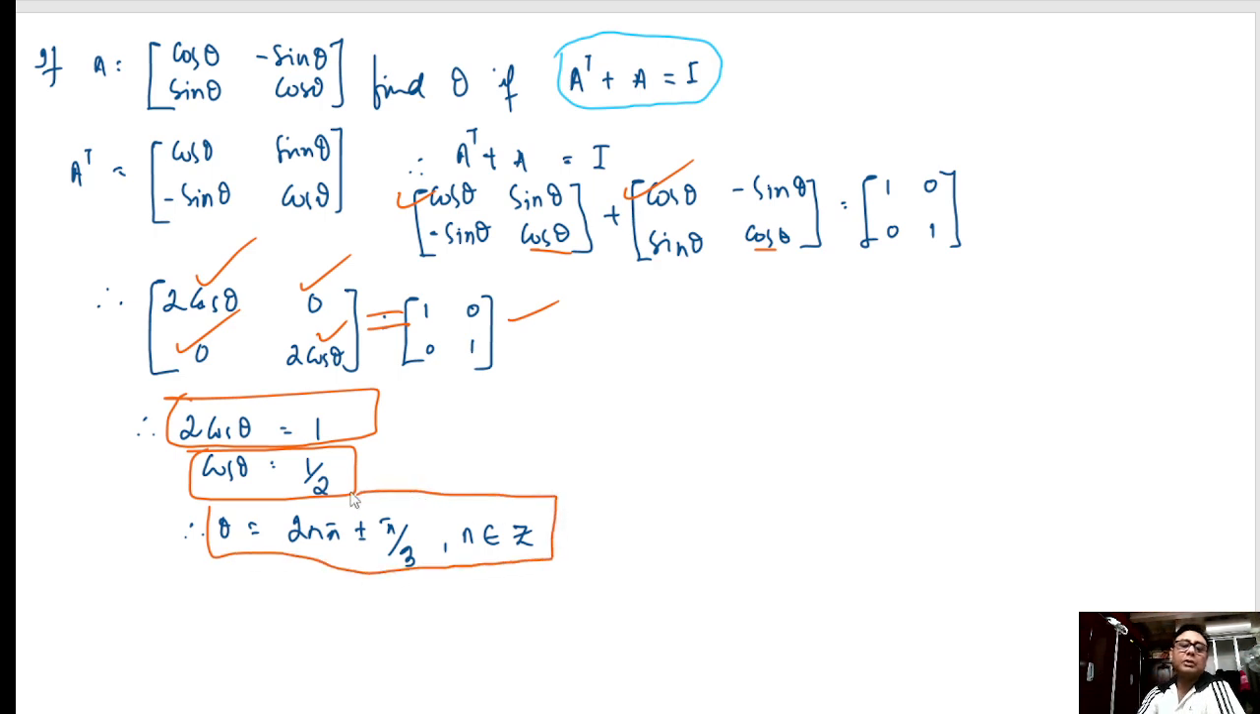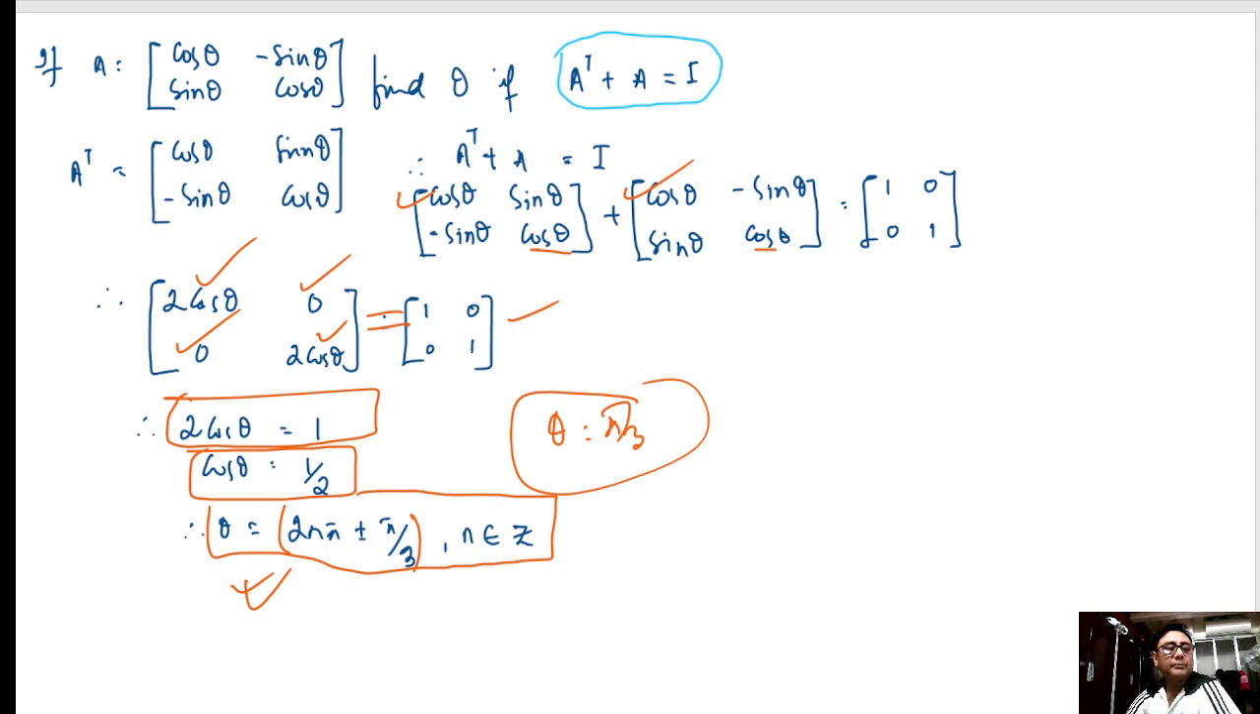So cos theta is half, please note this solution. You have to know trigonometric equations of class 11, how this solution has come. Please refer to the trigonometric equations. If cos theta is equal to half, we know theta is pi by 3, and this is how we write the solution: 2n pi plus minus pi by 3.